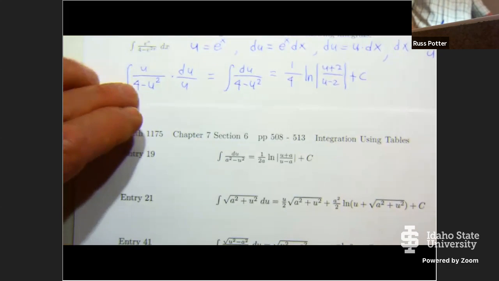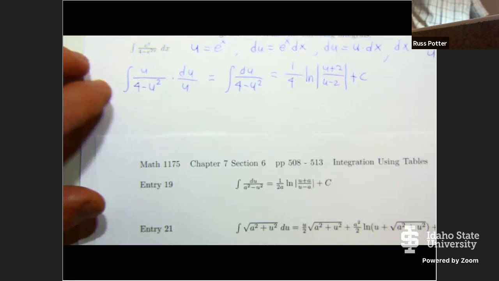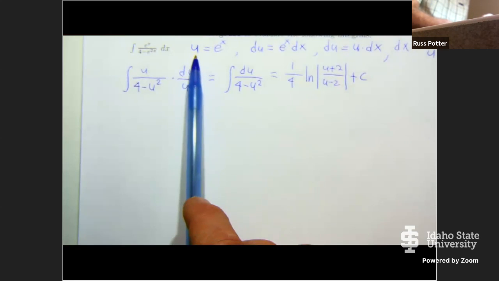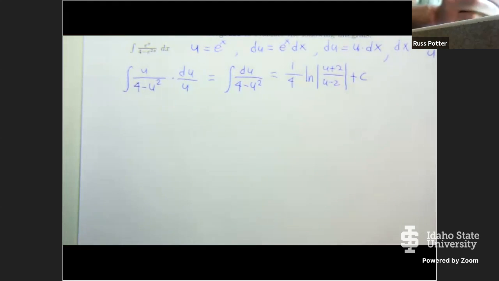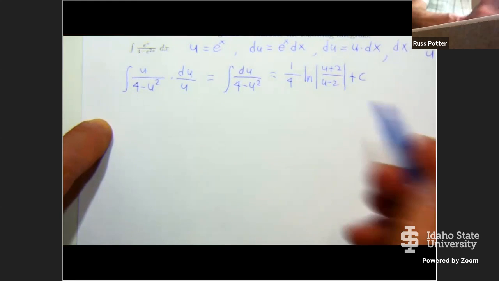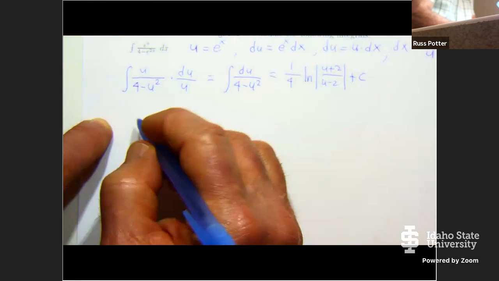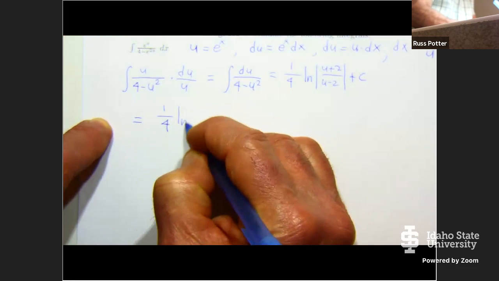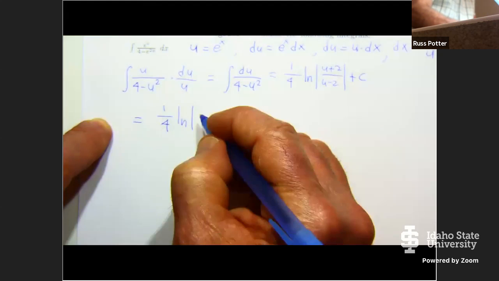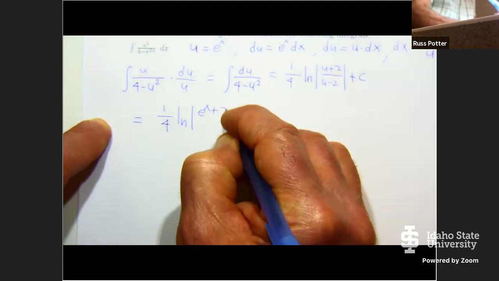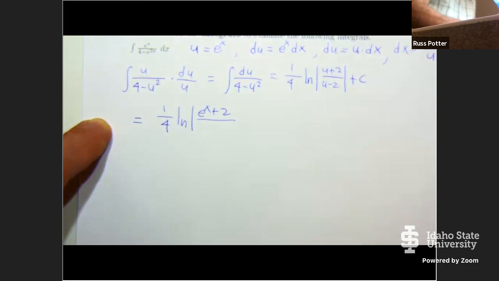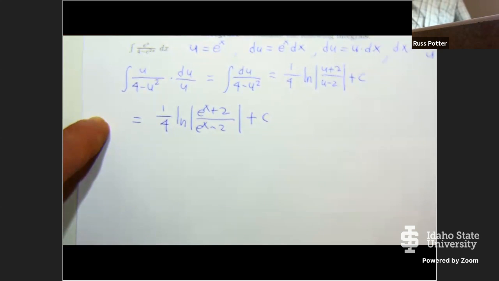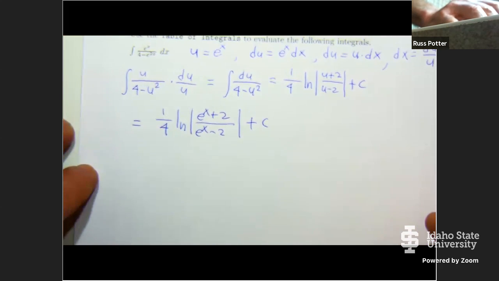Okay, so that was pretty simple. We have one more step, though, in this one. Our original substitution is u equals e to the x. So we need to put u back, or replace u with e to the x in our final answer. So we get 1/4 times the natural log of the absolute value of e to the x plus 2 divided by e to the x minus 2 plus a constant.